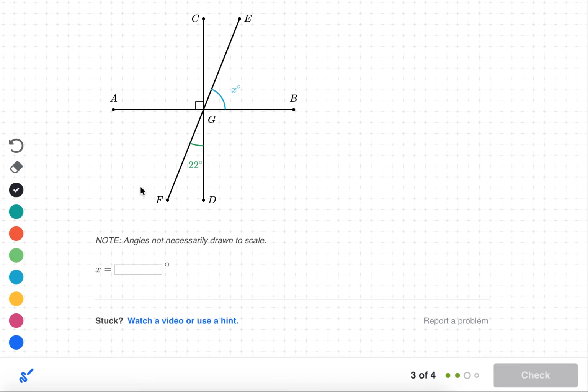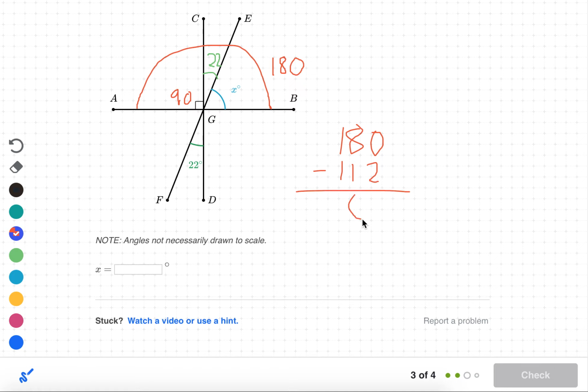Next step. Let's look at this 22 degree angle. If that's 22, then this angle across from it is also 22 because they're vertical. And then we have this flat line segment AB. So we can draw a semicircle on top of it. The three angles that make up this semicircle have to add to 180. This one right here is 90. 90 plus 22 is 112. So x must be the remainder, 180 minus 112. That is 68 degrees.